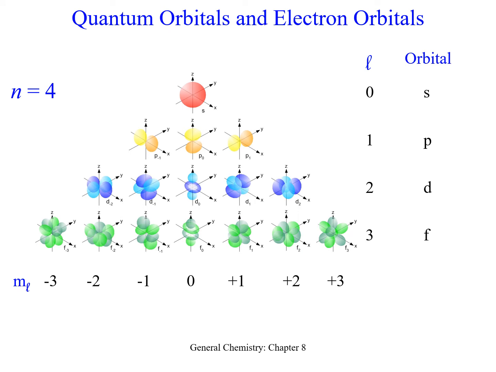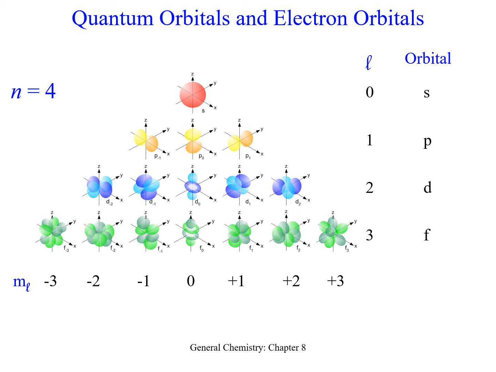Let's go to the fourth quantum shell. This is where we enter into the f orbitals. The L for f would be 3, and the orbital again is f. The fourth quantum shell is where the f orbitals begin.